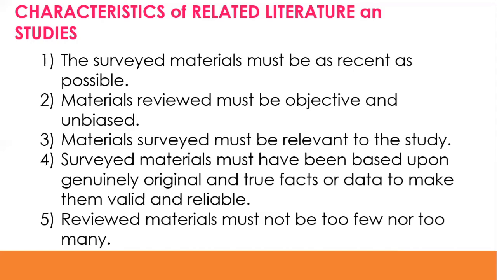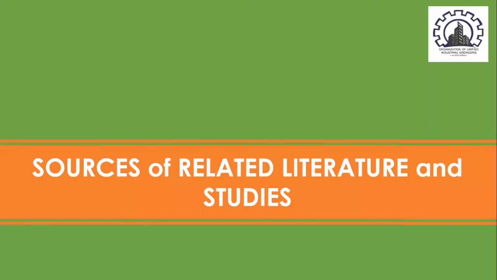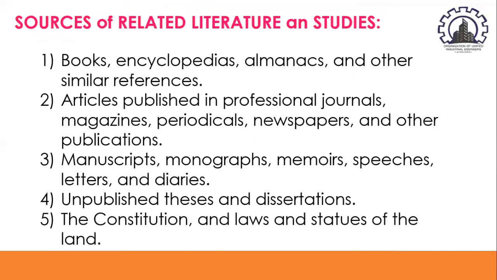All right, so the next key area that we're going to be discussing right now would be the sources of related literature and studies. Now, the sources of related literature and studies may include the following. So we have, of course, books. These are very useful sources. We also have encyclopedias, almanacs, and other similar references. And aside from these, we also have articles published in professional journals, magazines, periodicals, newspapers, and other publications. So it can be printed articles or it can be a digital one.